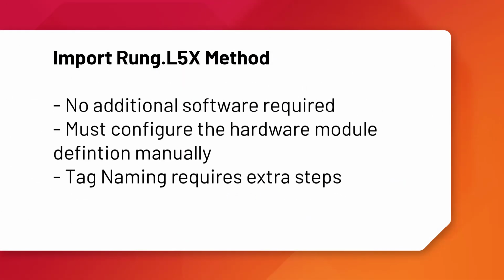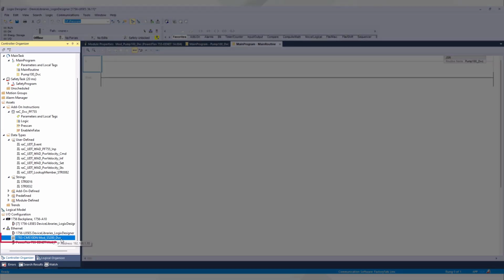Next, let's take a look at the rung import method. This option is great if you need to add a new device object to an online project or if you just don't have Application Code Manager installed. It just requires a bit more attention to detail. Before importing any logic, you should have a module in your I/O configuration tree. For this example, I have added a Stratix 5200 series managed switch.